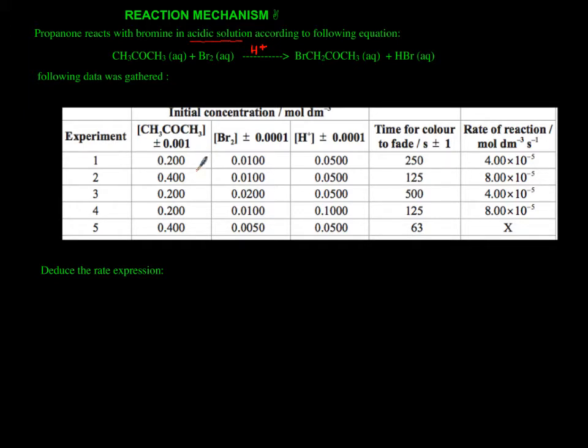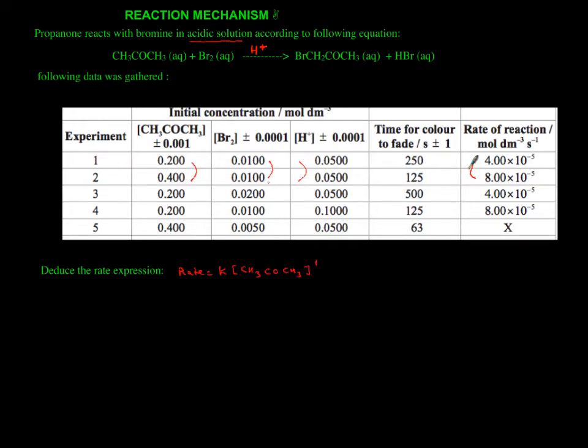So the first one I want to go after is by inspection. We are going to compare reaction 2 compared to reaction 1. You see the concentration of propanone is doubled. The rate has doubled. So what we can say is rate equals k times propanone, first order, because you double the concentration, the rate doubles.